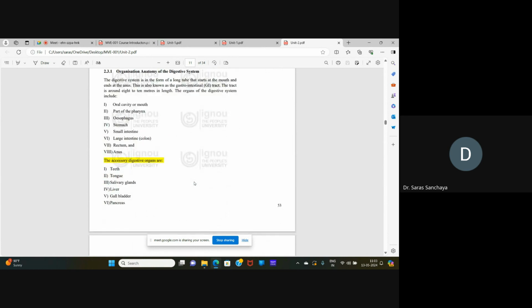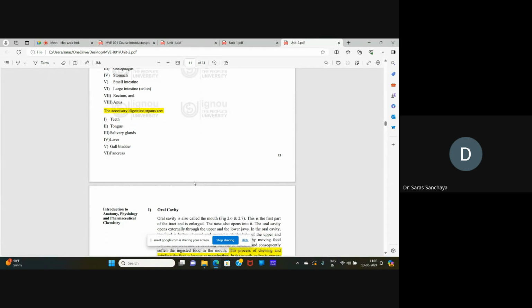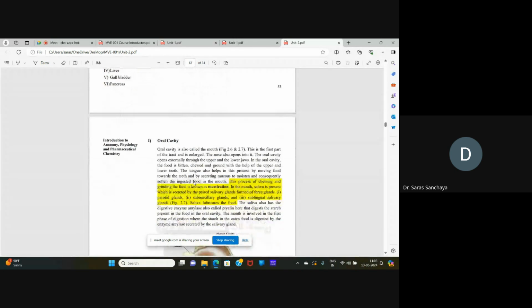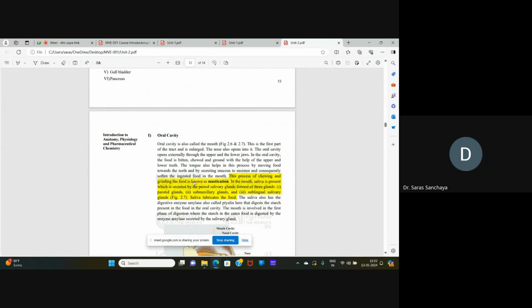Accessory digestive organs are teeth, tongue, salivary glands, liver, gallbladder, and pancreas, which help in digestion. We come to the oral cavity. In the oral cavity, we chew the food, and the chewing and grinding of food is called mastication. In the mouth, saliva is present, which is secreted by the paired salivary glands formed of three glands, that is parotid gland, submaxillary gland, and sublingual salivary glands. Saliva lubricates the food and helps in mastication.